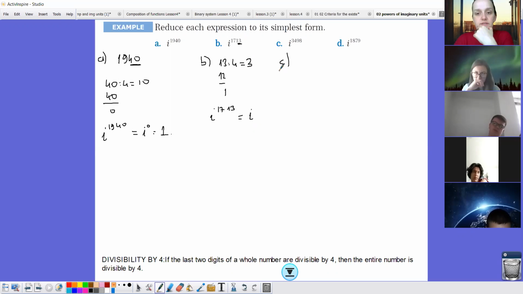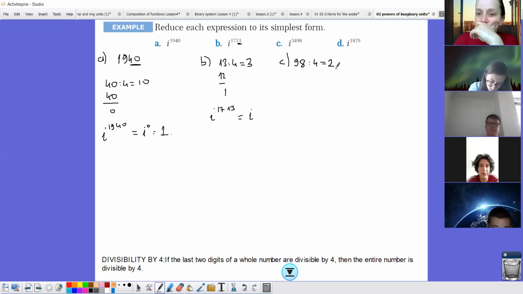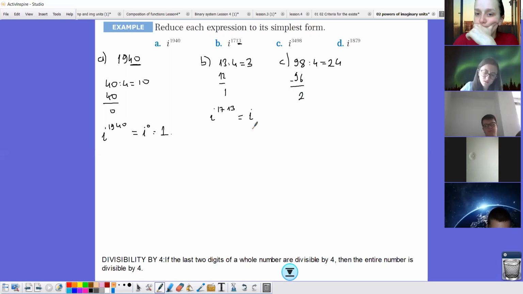Okay. In C, which numbers will we take? 98, teacher. We'll divide it by 4. What do we have? 24, teacher, I think. Yes, 24, it will be 96, and 2 is the remainder.